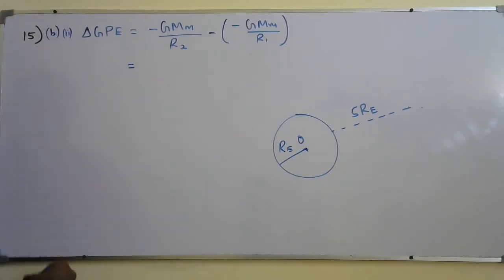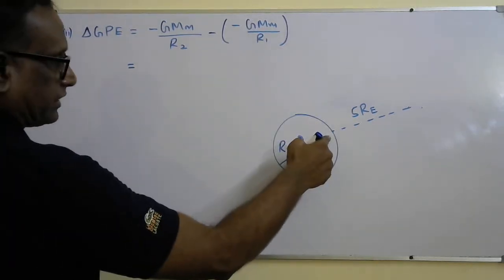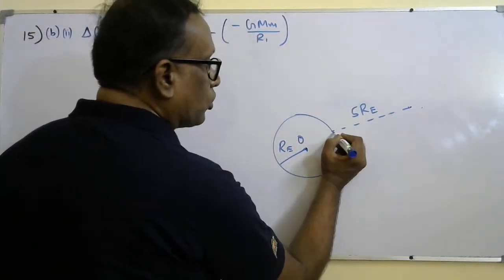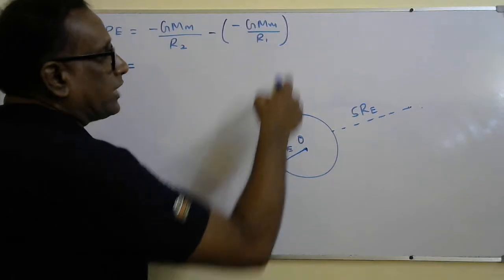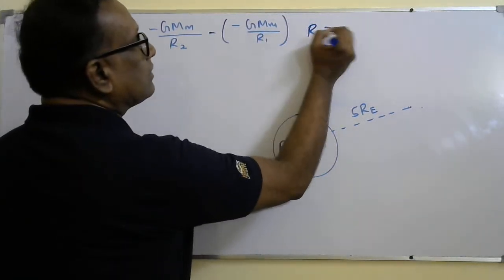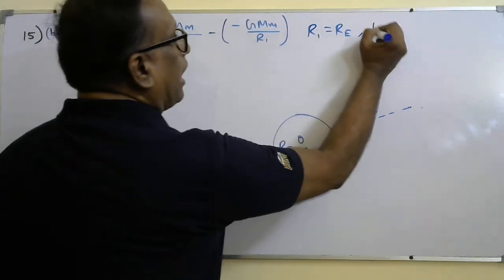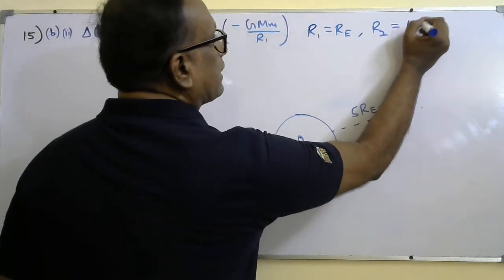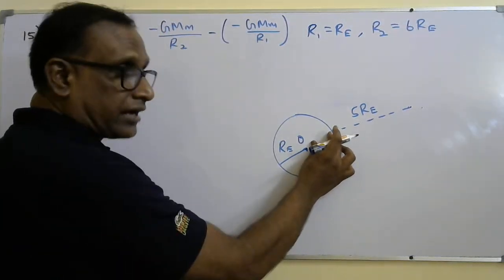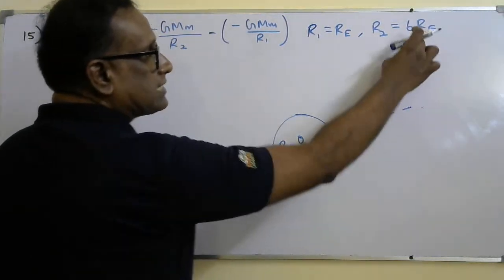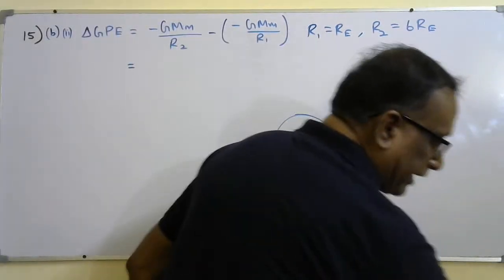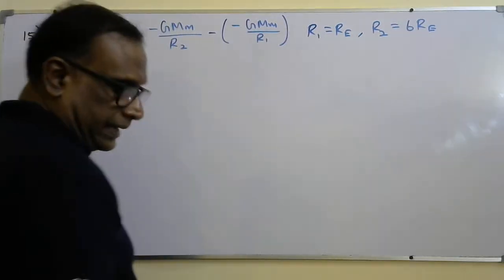So we'll solve it further. R1 is the surface of Earth. R2 is the final position where it is orbiting. It was launched from the surface of Earth, so the initial position is R1. R1 is equal to RE, and R2 equals 6 RE. 5 RE is the height, the radius of the Earth is RE, so RE plus 5 RE is 6 RE. So substitute all these things and you will get the final answer. All the data is given there.